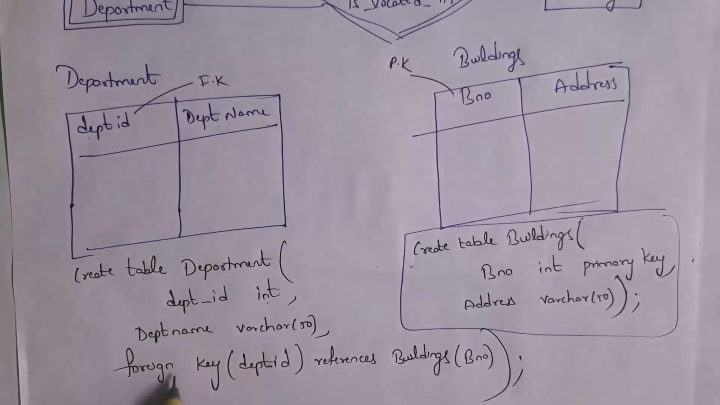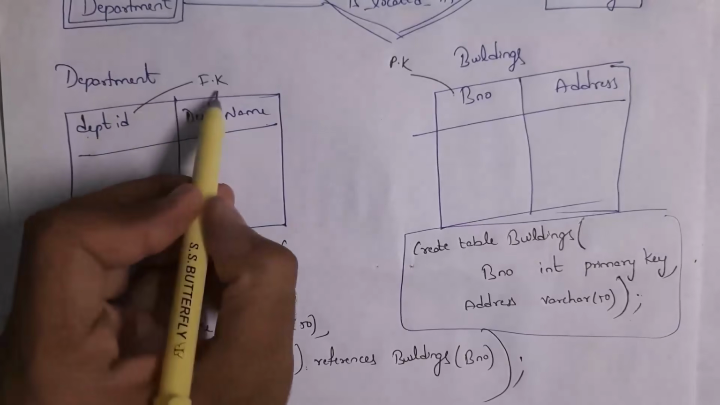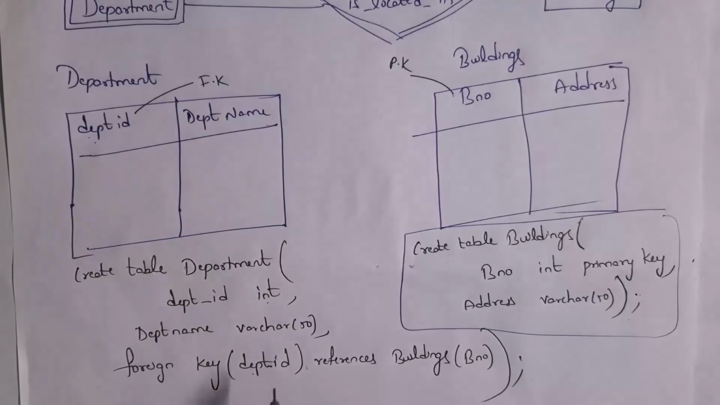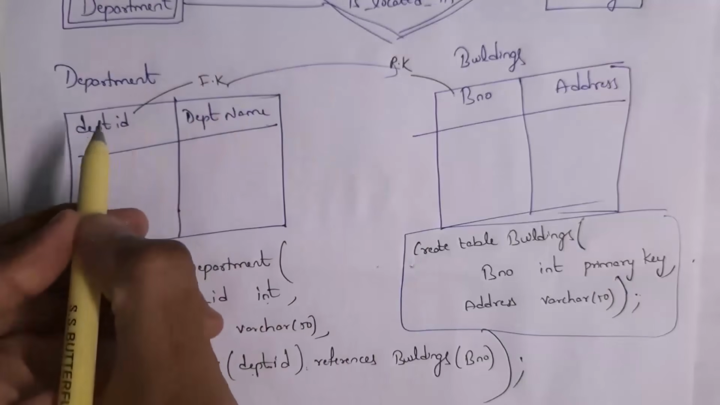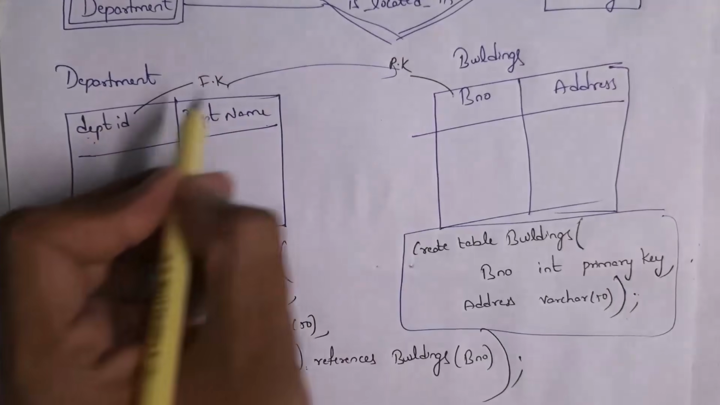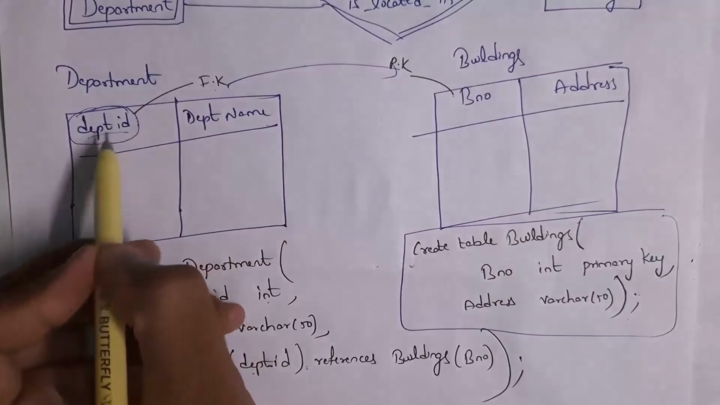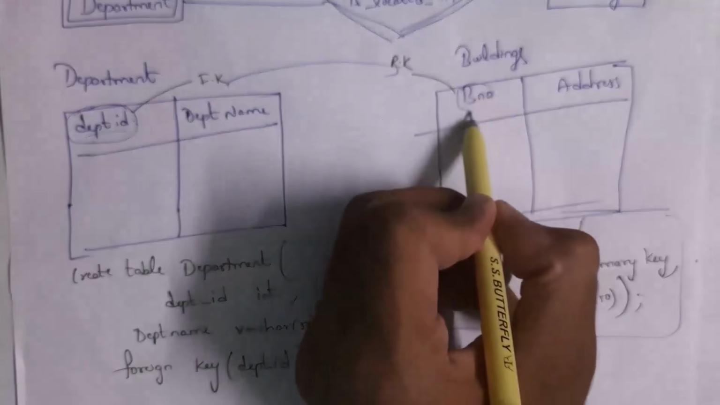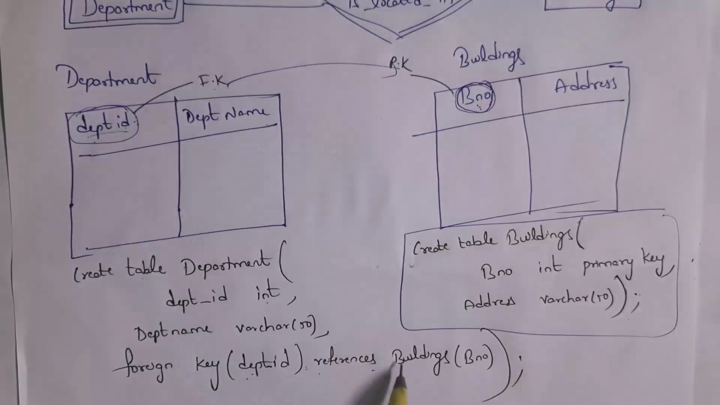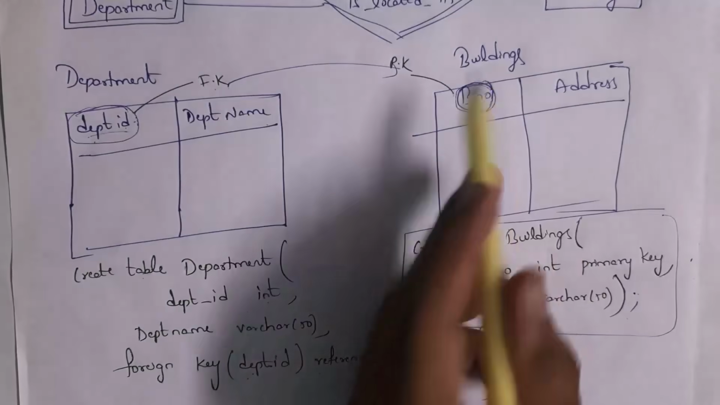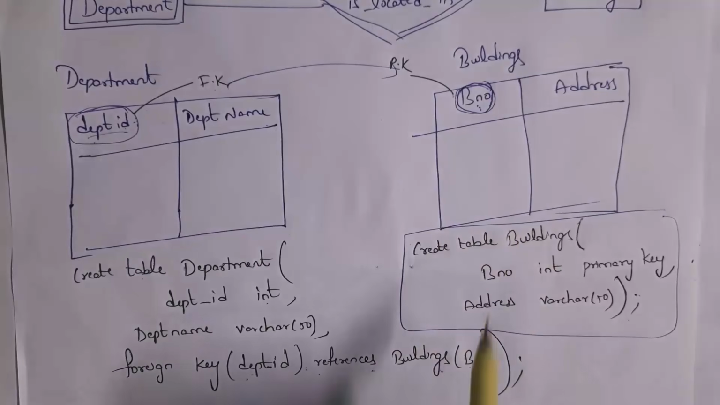So write here foreign space key, inside brackets we need to write column name. I want to give foreign key for department ID column, so I wrote here department ID. As we know, foreign key column depends on primary key column. So this foreign key column, that is department ID column, depends on B number column. So write here references space table name, that is buildings, inside brackets write column name, that is B number.